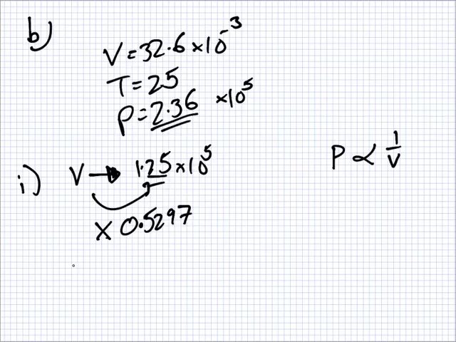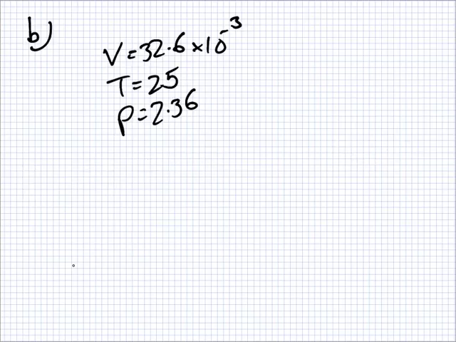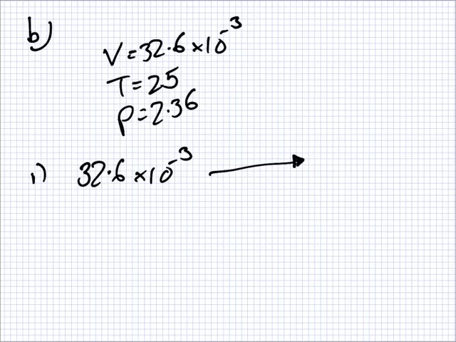Oh, sorry. I'm looking at the wrong one. No. Bad. Let's start that again. The volume changes. So what's the volume at the start? 32.6 times 10 to the minus 3, and then the volume afterwards is... Oh my goodness! I was right the first time.